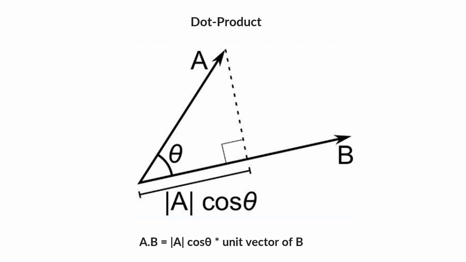Mathematically it can be written as A·B equals A cos θ times B, where A cos θ is the projection of A on B and B is the magnitude of vector B. Now in SVM we just need the projection of A, not the magnitude of B. I'll tell you why later. To just get the projection we can simply take the unit vector of B because it will be in the direction of B but its magnitude will be 1. Hence now the equation becomes A·B equals A cos θ times the unit vector of B.